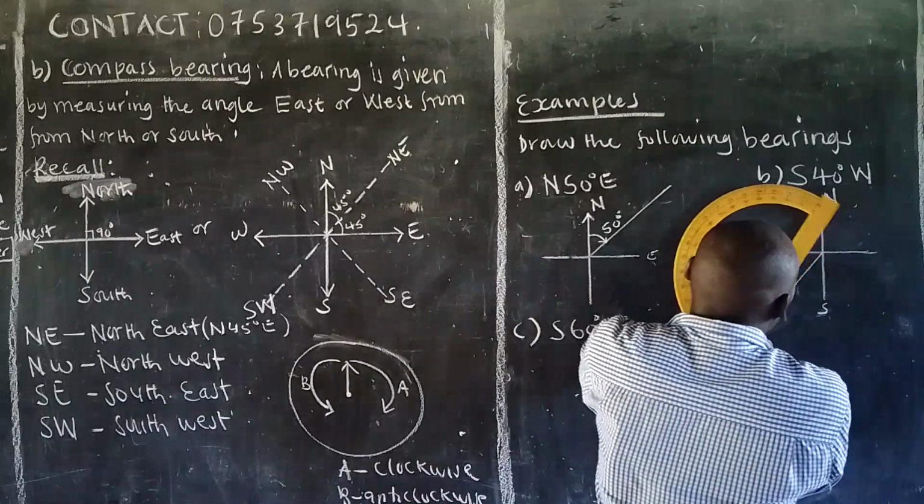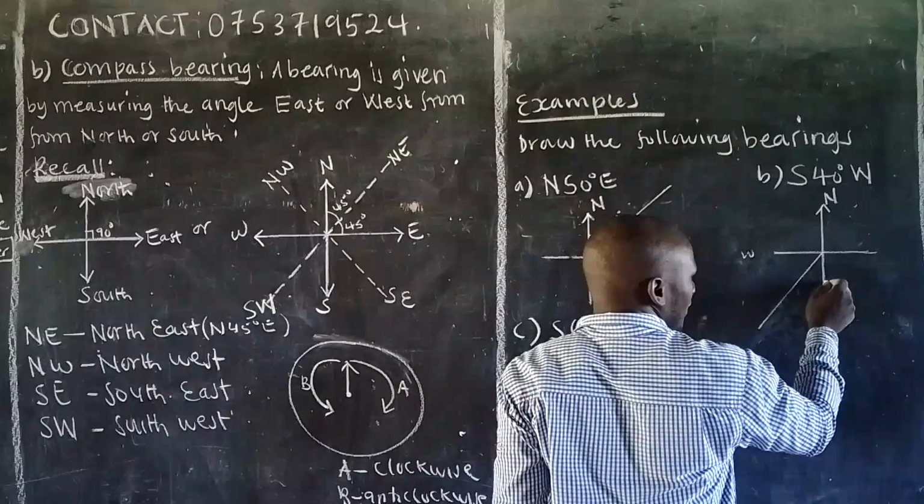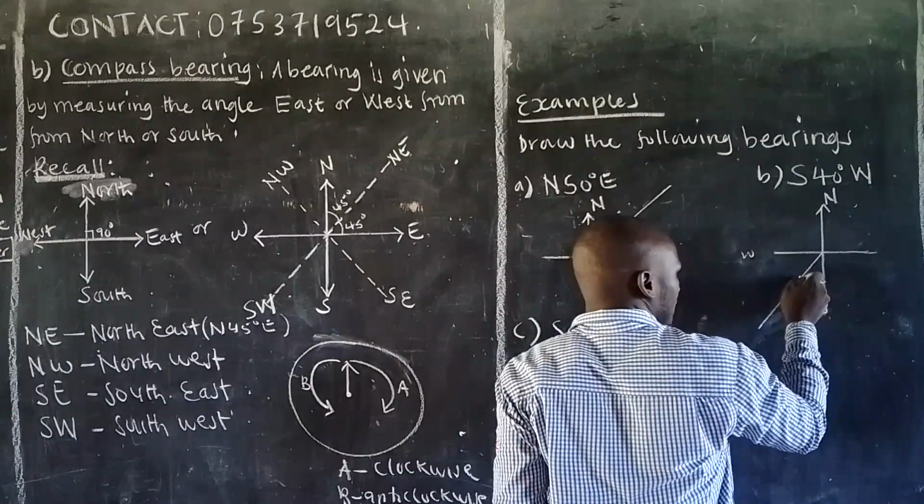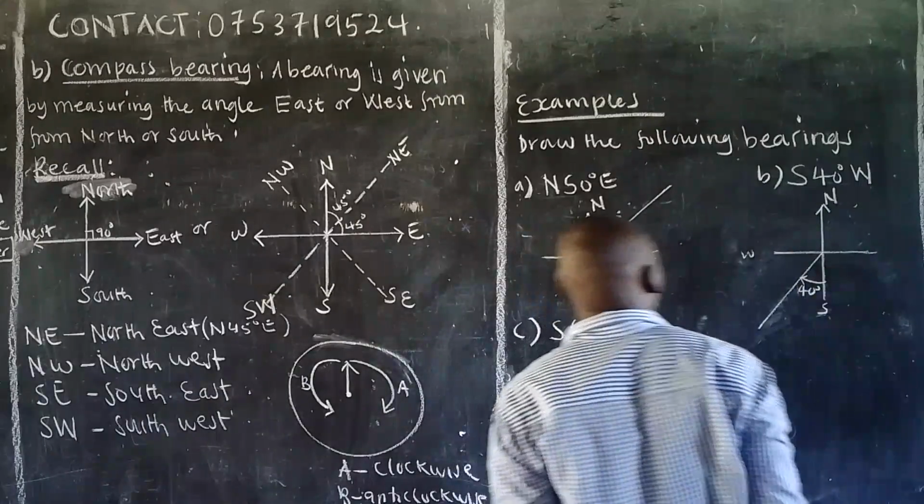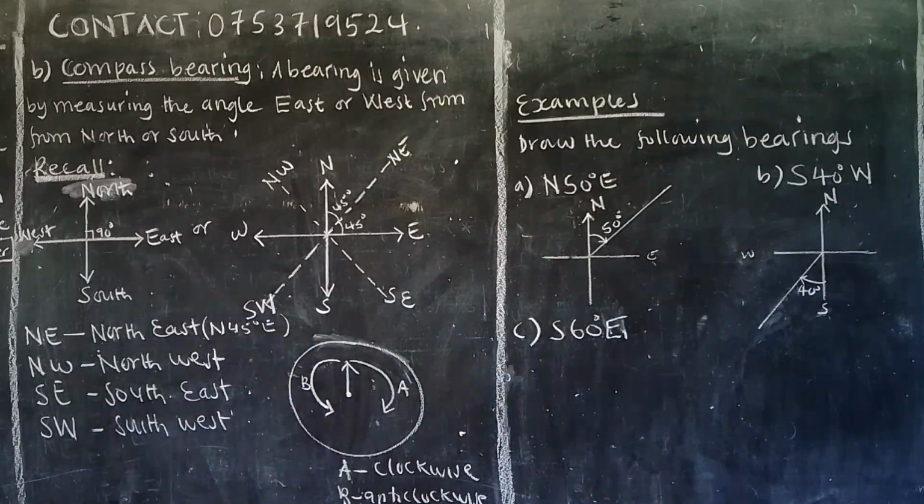Right, good. Then you also draw the arrow in that order, south. Then you put there 40 degrees. You don't need to write south 40 degrees west again. No. This language means that. So that's what you're having.